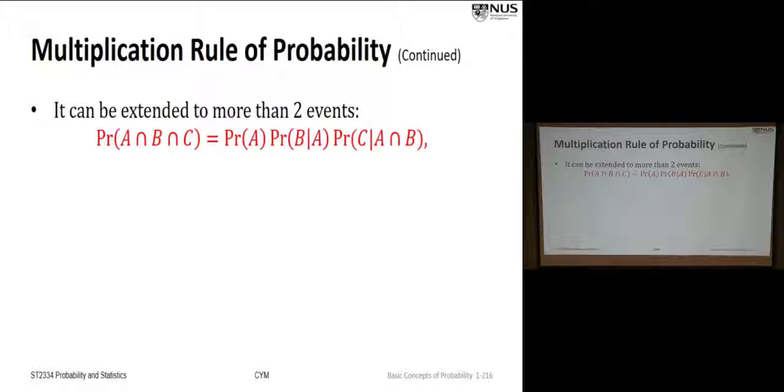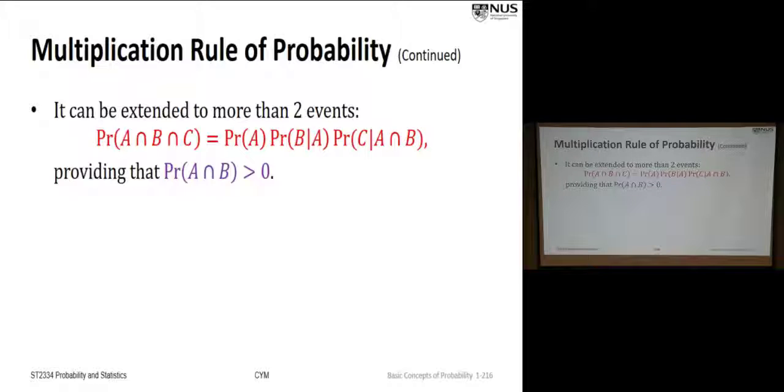So we extend this to 3 events. We want A, B, and C to occur, so you do it step by step. You can have A occur first, probability of A, times probability of B given A, then times probability of C given A and B. It doesn't matter. You can have C first, followed by A, and then followed by B. It doesn't matter, provided that the probability of A intersect B is bigger than 0.